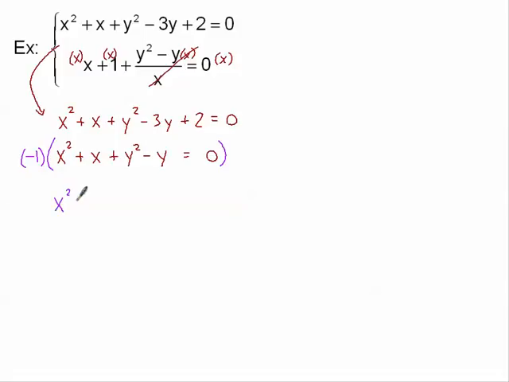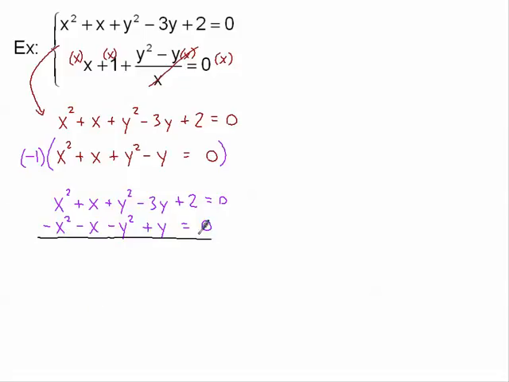The top equation is x squared plus x plus y squared minus 3y plus 2 equals 0. And now the opposite of the bottom equation is negative x squared minus x minus y squared plus y is equal to 0. And now when I eliminate, actually 3 terms eliminate, which is incredibly helpful. I get negative 2y plus 2 is equal to 0. When I subtract 2 and divide by negative 2, I get that y is equal to 1, which is great. So we have half of our answer.